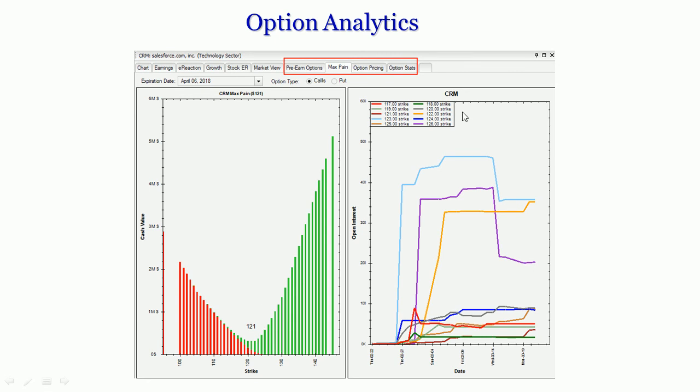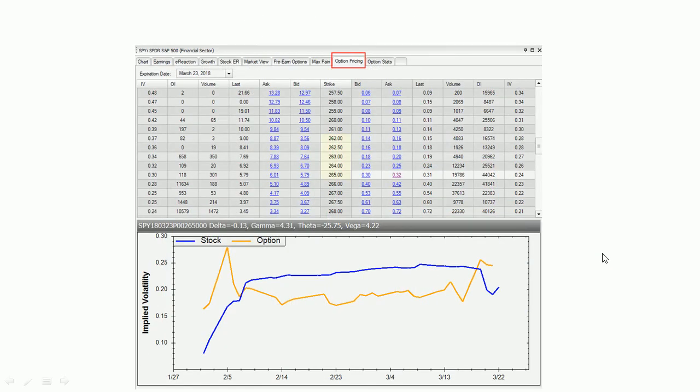You can also see the open interest for all the options in that particular month, and they're all color coded, so you can see if there are spikes in calls or puts. Going into maybe an earnings event, or if there's been a big move in the stock, you can see what the option volume has been. Very useful tool.